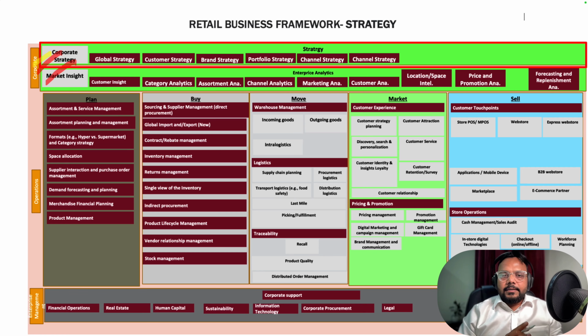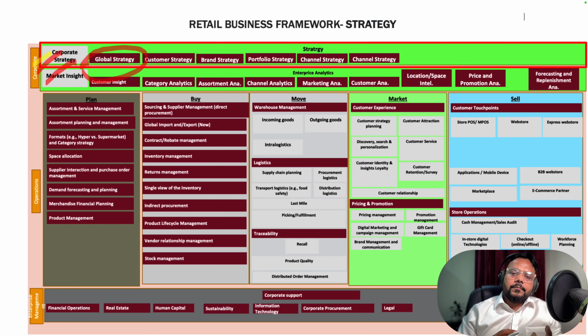In retail, strategy is a guiding force that defines what we want to achieve and how we plan to get there. At the corporate level, strategy starts with setting a global strategy, identifying key markets, expansion plans, and competitive positioning across geographies.